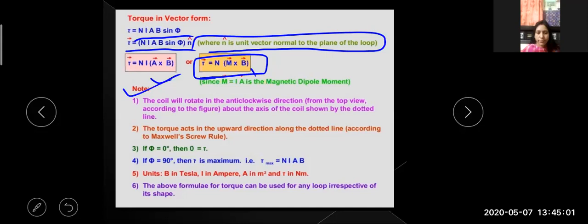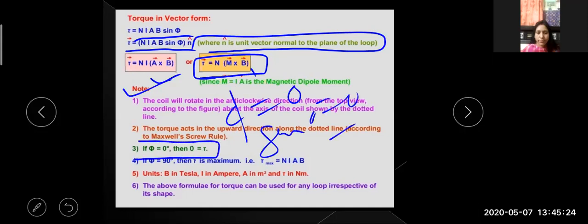Now, if phi is 0 degree, we know that sine 0 is 0, so the torque experienced will be 0. I hope this point is clear to you. And if phi is 90 degree, torque is maximum. Sine 90 is 1, so maximum torque is NIAB.